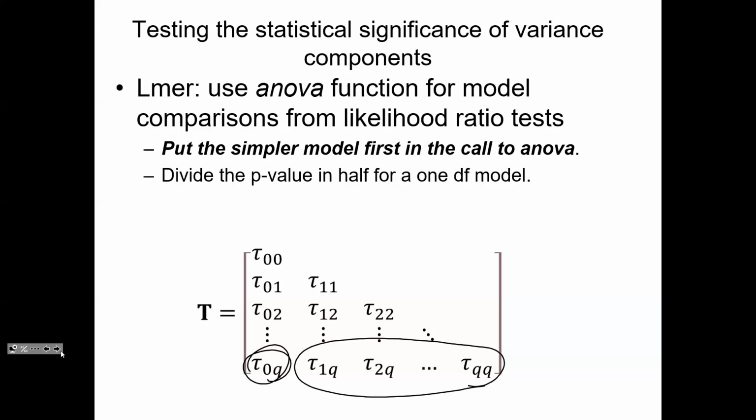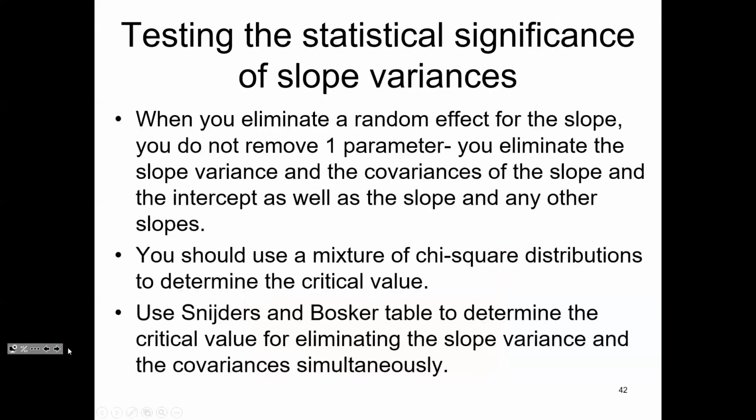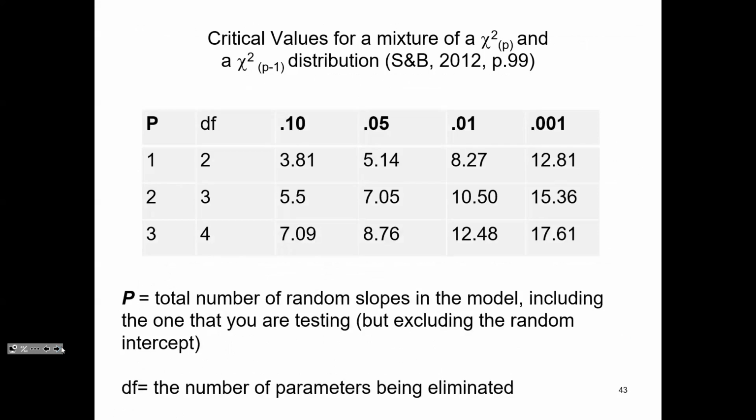Okay, now I'm kind of making a big deal of this, but the good news is, I'm going to show you a table first that gives you the critical value for eliminating a slope variance and covariances simultaneously. Let me show you that. Okay, here it is. And this is from Snijders and Bosker, 2012. So P here is the number of random slopes in the model, including the one you're testing, but excluding the randomly varying intercept. So here where it says P is 1, this is a model where I have one randomly varying slope and I'm either going to have it in or out, right?